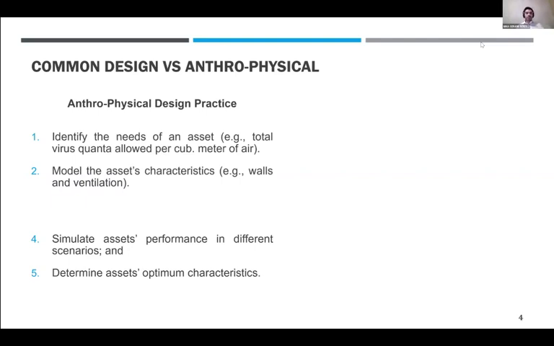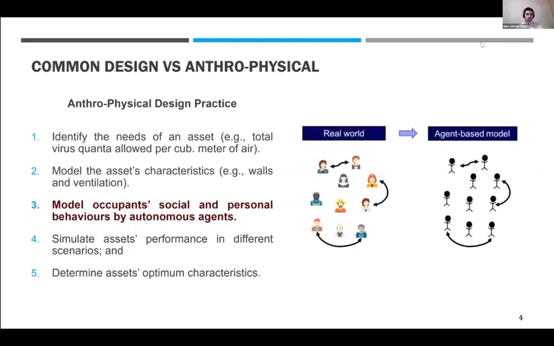Then we are putting in the asset's characteristics. Where are the walls? What is the total room area? What is the ventilation rate, and so on and so forth. We are looking into the simulation of the asset performance. But before then, we are adding one more step, modeling the occupants' social and personal behaviors with autonomous agents.